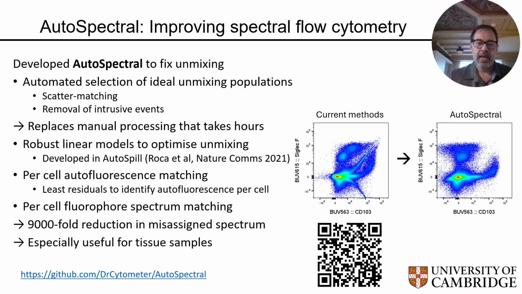Now, this gives you about a 9,000-fold reduction in the misassigned spectrum, and it is really night and day when you analyze tissues like the lung that have got very different signatures that normal software approaches just can't handle. And this is an example of the type of data you get on the lung if you're unmixing with current state-of-the-art techniques versus if you're unmixing with AutoSpectral, and a lot of those artificial signatures have just disappeared.